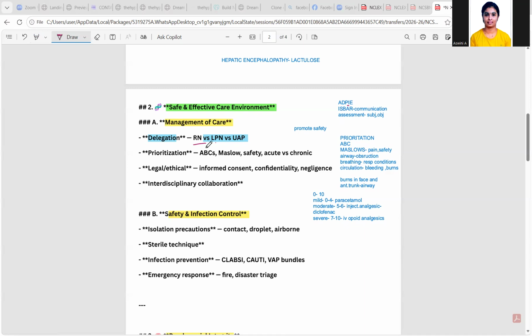Always check. Assessment means not only routine assessment, but the assessment to find out any complication. That means early identification of the complication should also be the duty of the RN.